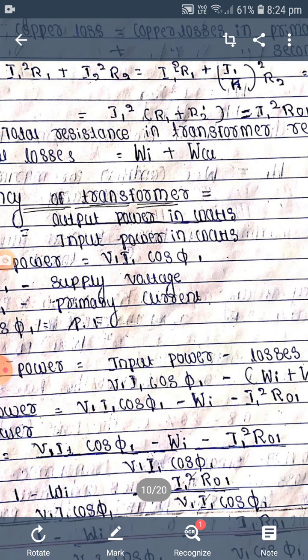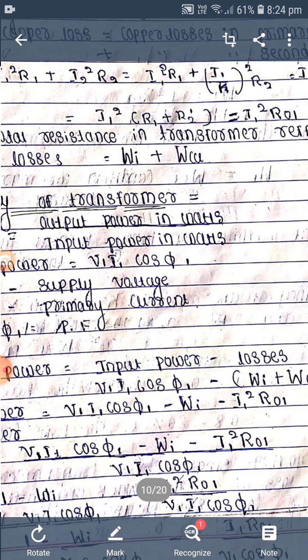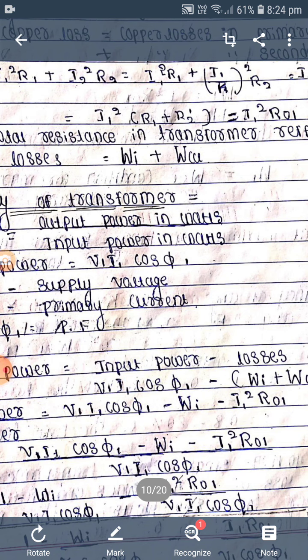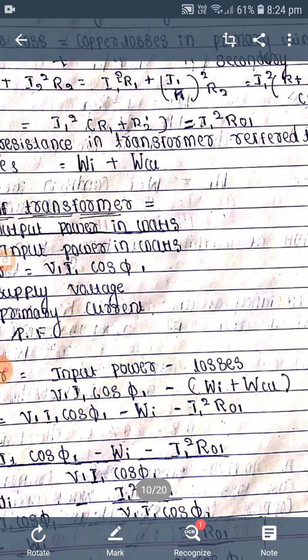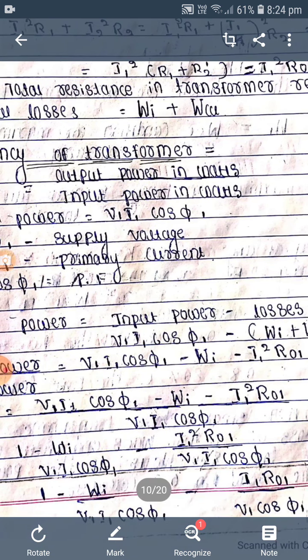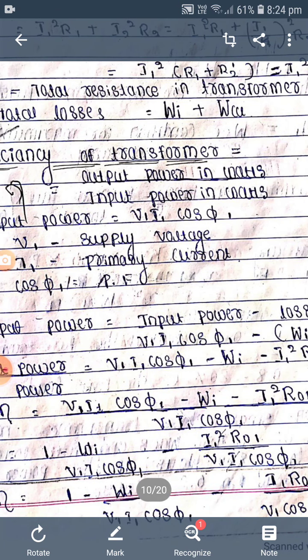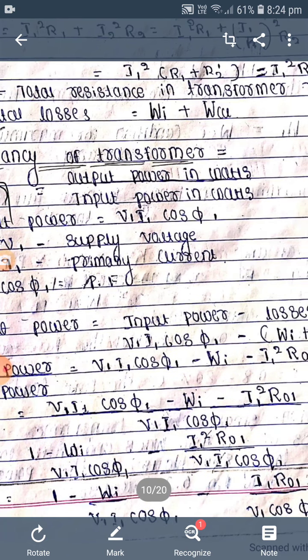Input power is V1 I1 cos phi 1. The losses will be the total losses, iron loss plus copper loss. Now this is V1 I1 cos phi, then open the bracket, minus Wi, then substitute WCU, that is I1 square R01. Then finally efficiency is equal to V1 I1 cos phi minus Wi minus I1 square R01, divided by V1 I1 cos phi.